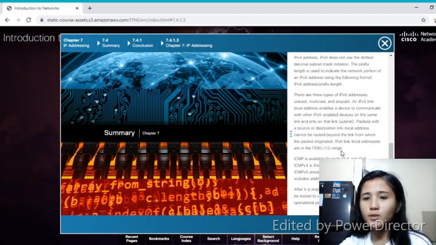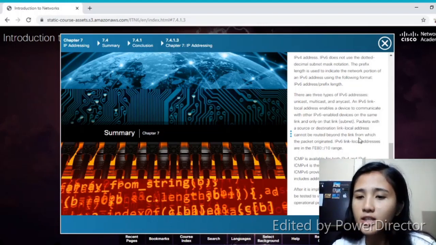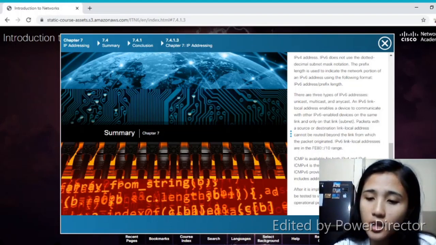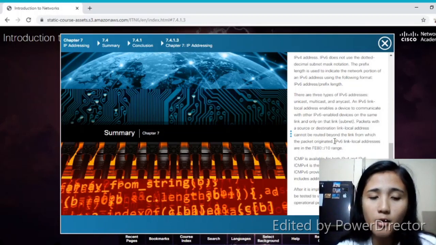Then there are the three types of IPv6 addresses: the unicast, multicast, and anycast. An IPv6 link local address enables a device to communicate with other IPv6 enabled devices on the same link and only on that link, the subnet. Packets with a source or destination link local address cannot be routed beyond the link from which the packet originated. After it is implemented, an IP network needs to be tested to verify its connectivity and operational performance. So, this is the summary of Chapter 7.